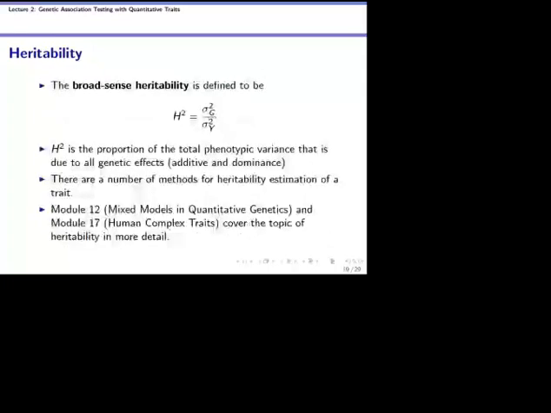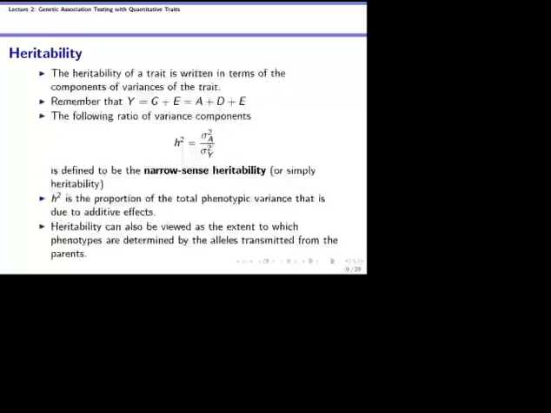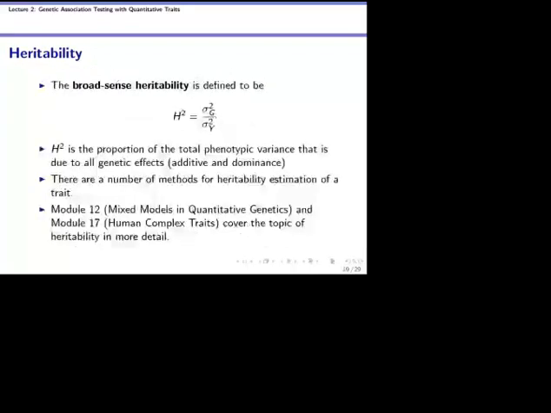So what is broad sense heritability? This is narrow sense heritability, which is also just called heritability. Heritability of a trait: how heritable is it? Broad sense heritability is dominance and additive together. What proportion of the phenotype can be explained by dominance and additive variance together? It's hard to get that, because it's hard to get the dominance part.